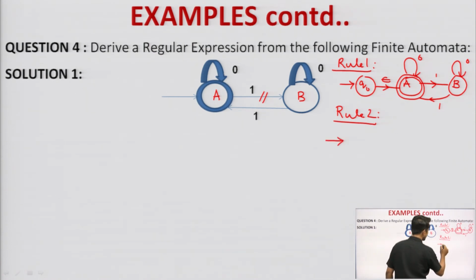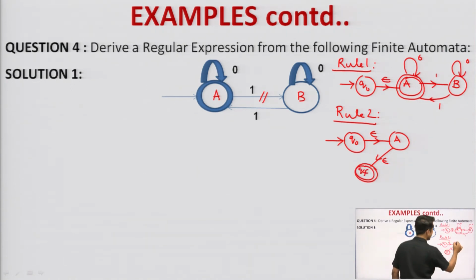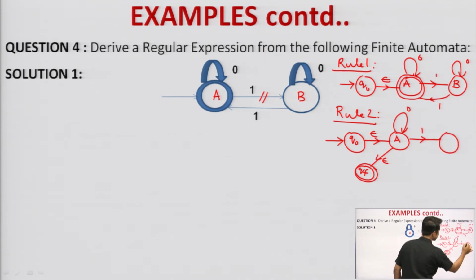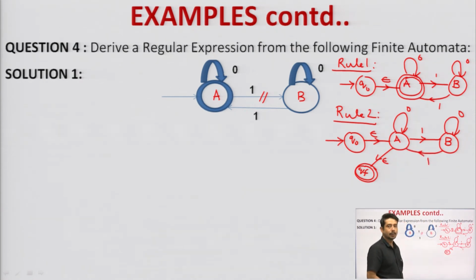Therefore, I have to make A a normal state now, and from there I have to make an epsilon transition to a new final state, and the remaining diagram will be as it is. Once we are done with this process, initial and final become free. Now, you can eliminate the other states one by one.